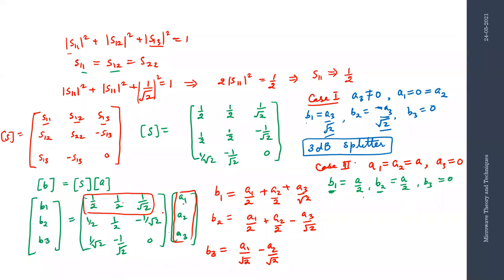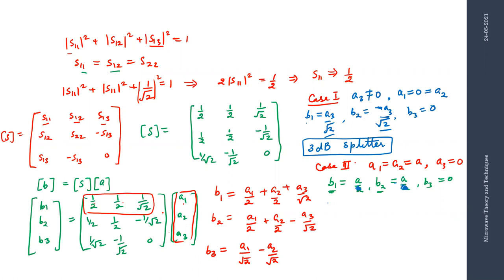B1 equals A, madam, it's not A by 2. B1 equals A, and B2 is again A. Okay, thank you for the correction. It is because this is 1 by 2 and this is 1 by 2, so it will become A. It will become 1.